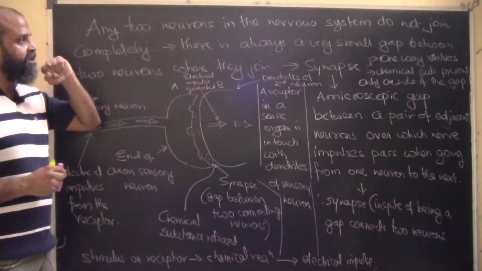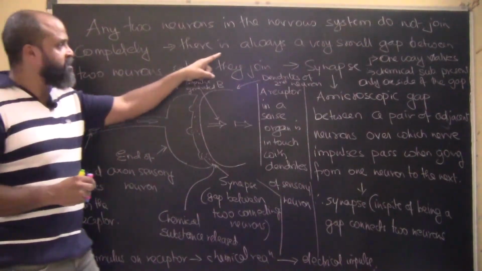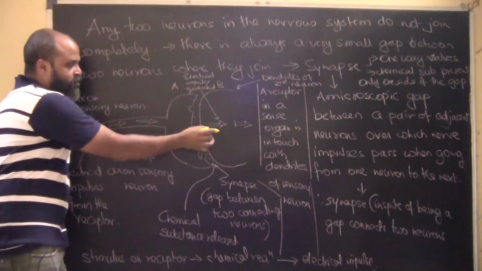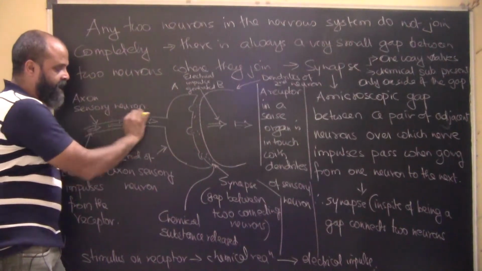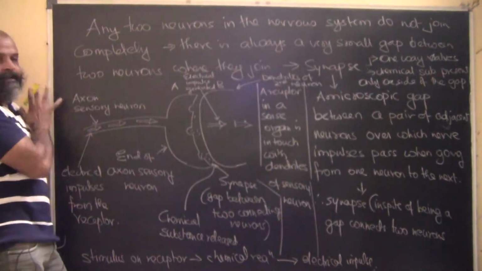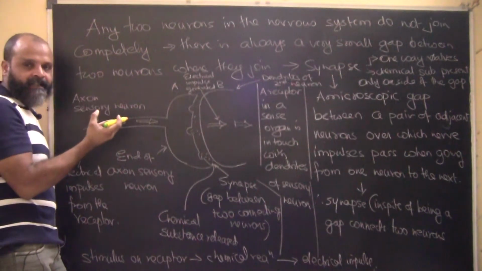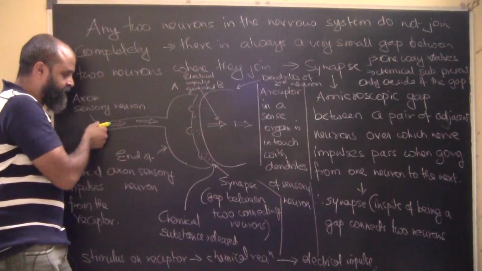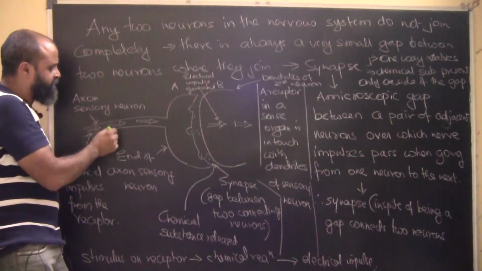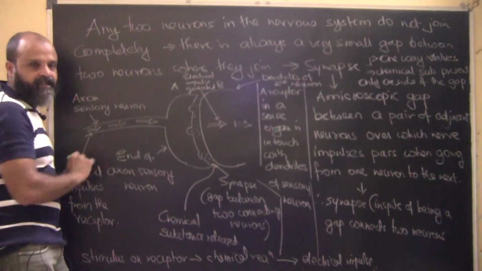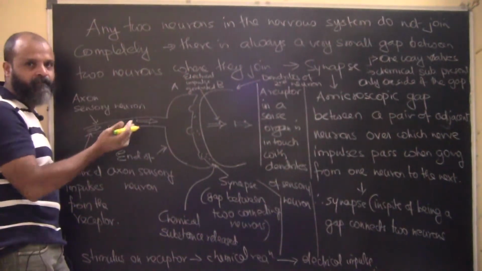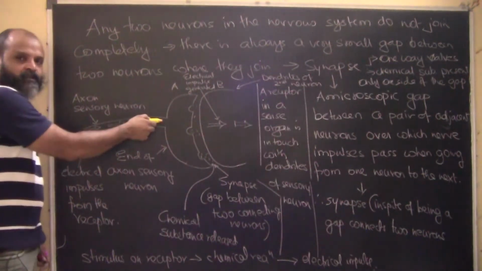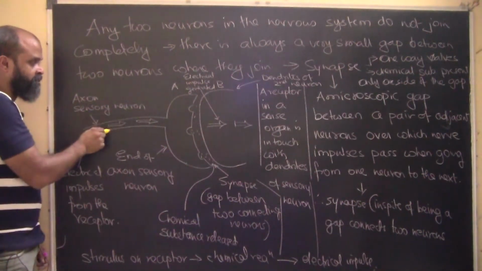Any two neurons in the nervous system do not join completely. There is always a very small gap between two neurons where they join. So these are two neurons, let's say. This is the end part of an axon. The dendrites are somewhere here. They have collected the information in the form of electrical impulses from a receptor, and these electrical impulses are passing through the axon, which is insulated by a myelin sheath. We are just talking about how electrical impulses pass and how the synapse looks. So the electrical impulses are passing through the axon of the sensory neuron.